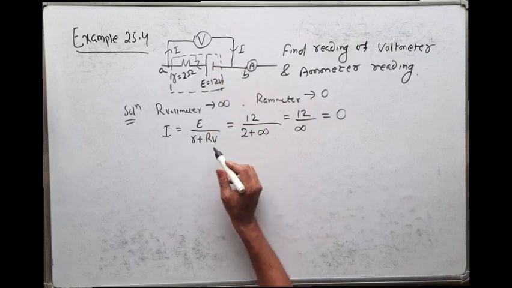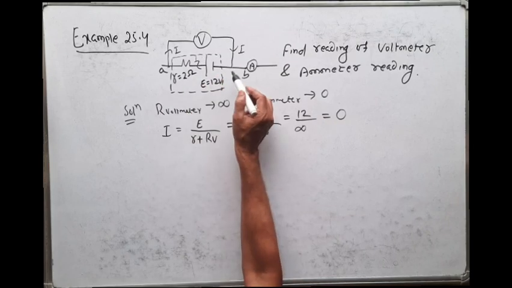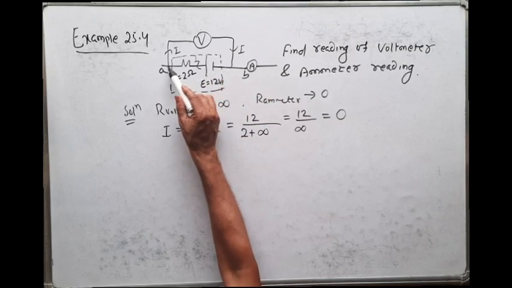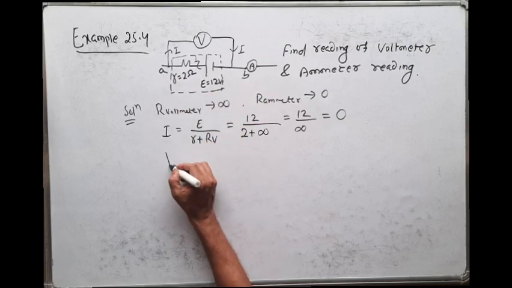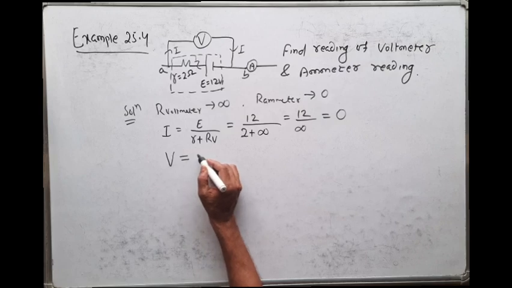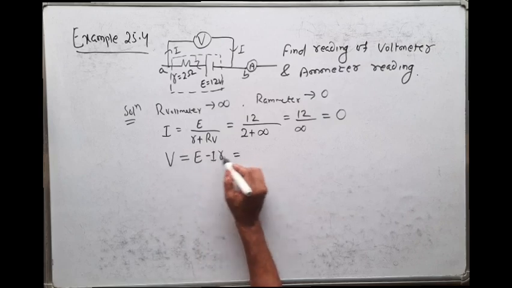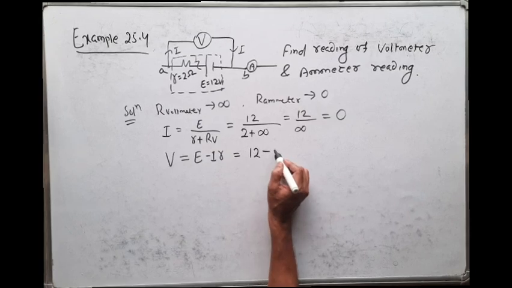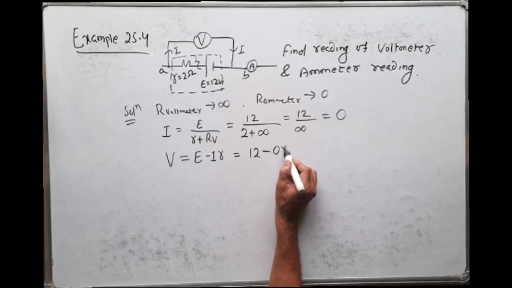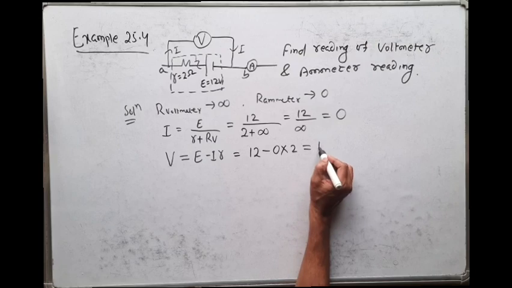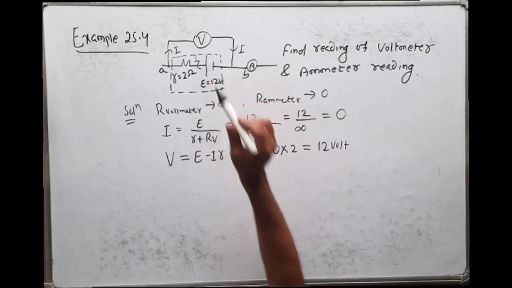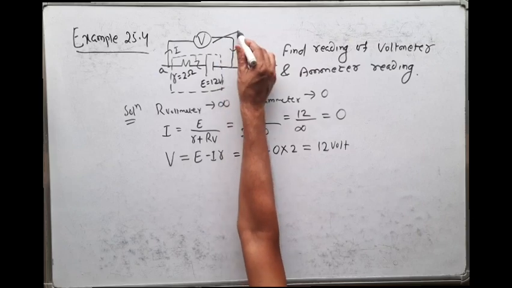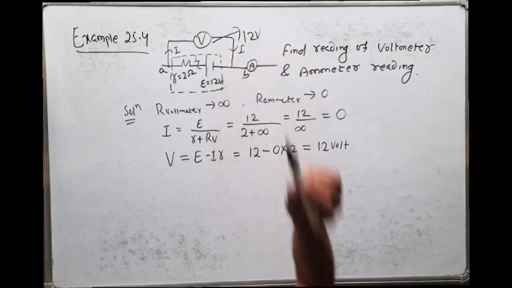If no current flows through this path, then what is the voltmeter reading across the source, across the battery? You know the terminal potential difference is nothing but E minus Ir. So here E is equal to 12 volt minus, what is the current? Current is 0, resistance is 2. So that means this is 12 volt. So this 12 volt will be measured by the voltmeter. That means the voltmeter will read 12 volt.